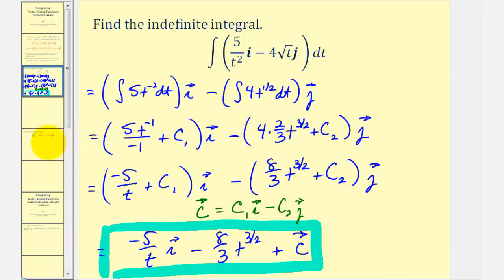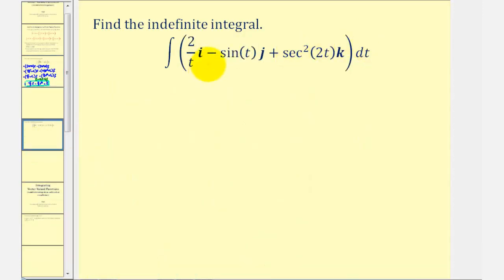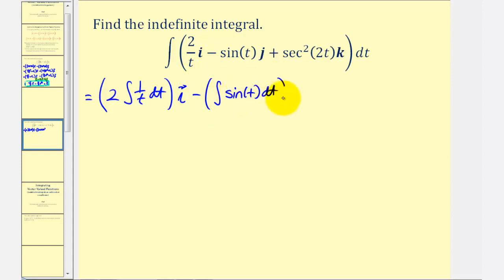Let's take a look at a second example. Notice in this case our vector-valued function has 3 components, so now we'll have 3 indefinite integrals. Let's write the first indefinite integral as 2 times the integral of 1 divided by t dt, times i, minus the integral of sine t dt, j, and then we'll have plus the integral of secant squared 2t dt, k.